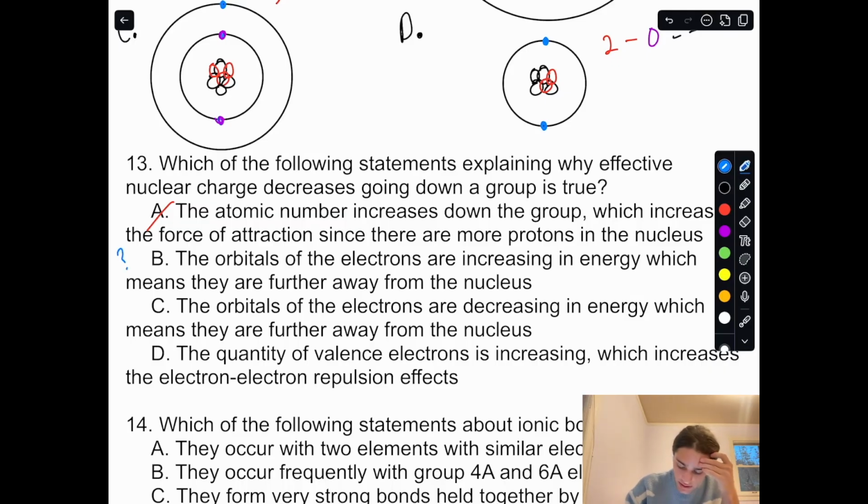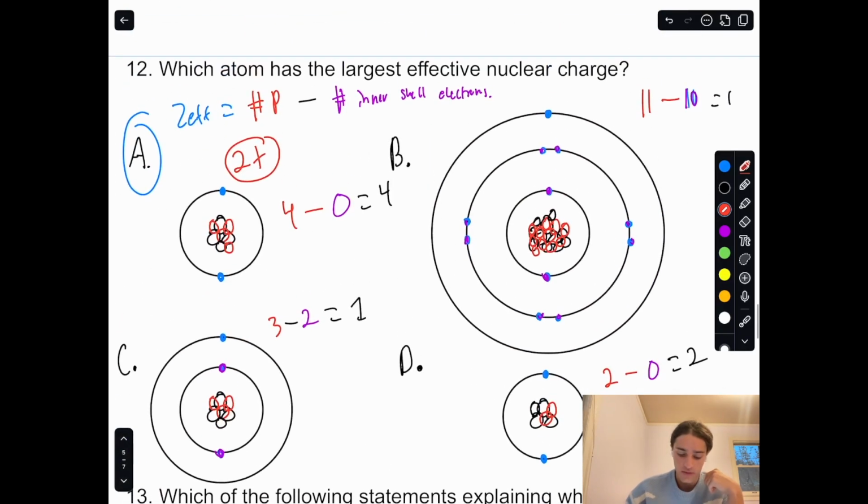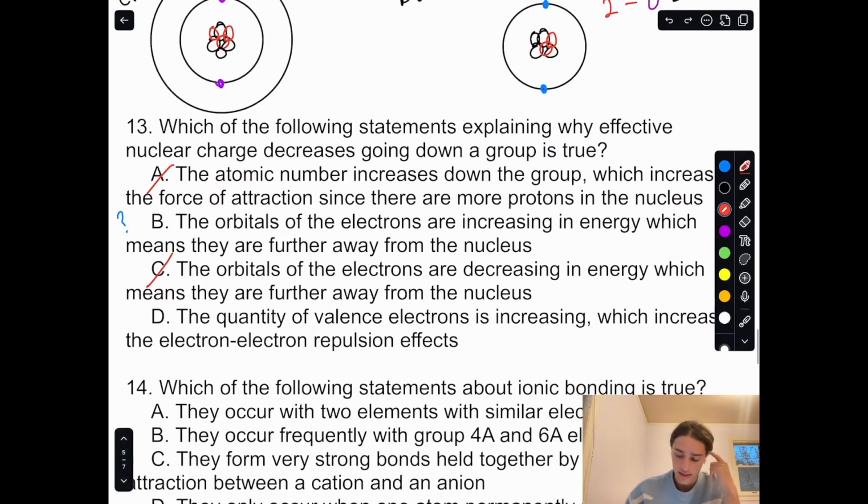C, the orbitals of the electrons are decreasing in energy, which means they are further away from the nucleus. That's not true. As the orbitals get further away, they also increase in energy. D, the quantity of valence electrons is increasing, which increases the electron-electron repulsion effects. This seems tempting in some ways because it may be a true statement, but it doesn't really have anything to do with effective nuclear charge because, as you remember, our formula only looks at the inner shell, not the valence. So D is wrong, and B is what we wanted. It incorporates distance, which is the important thing.